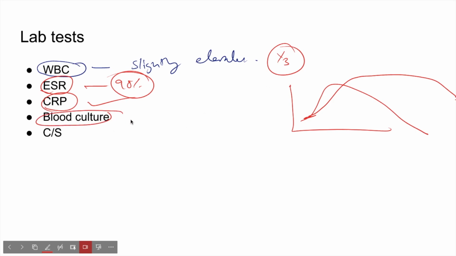Blood culture and microbiology can be done. Usually blood culture does not grow anything. Even microbiology and culture sensitivity also does not grow much organism. So we have to take it with a pinch of salt when we see a negative culture sensitivity and blood culture report. So what are the treatment goals?